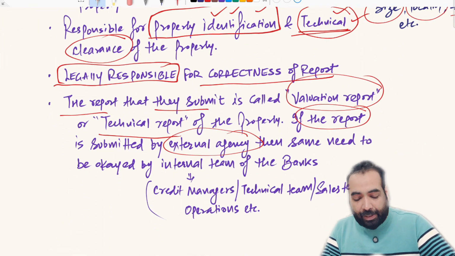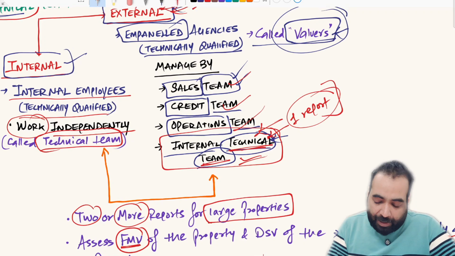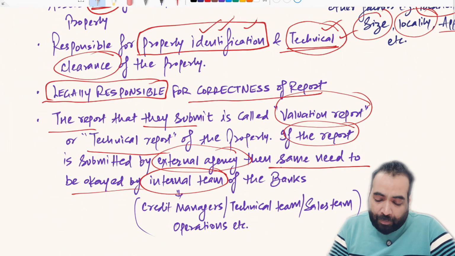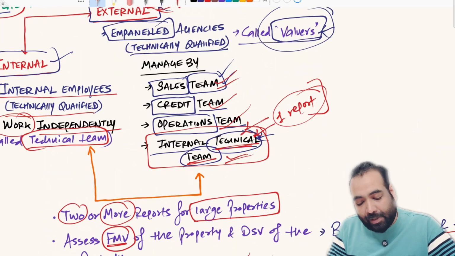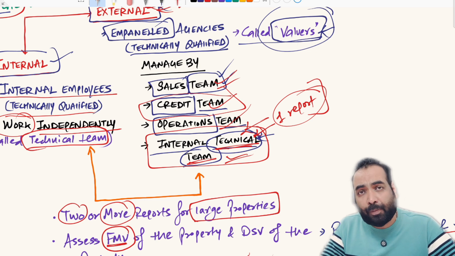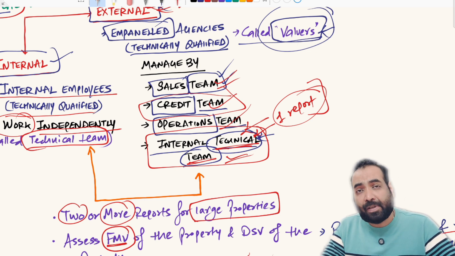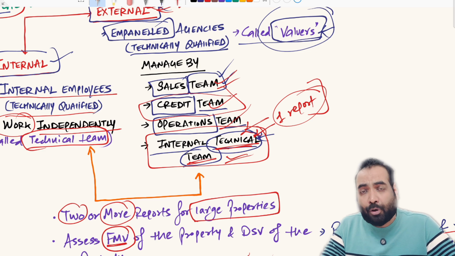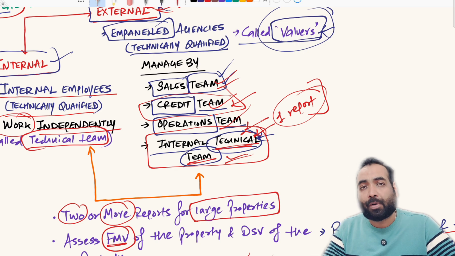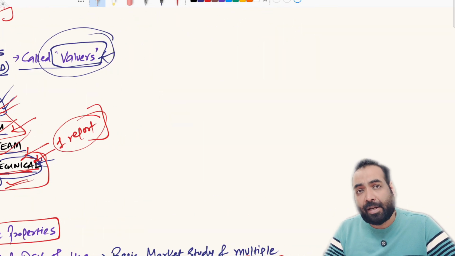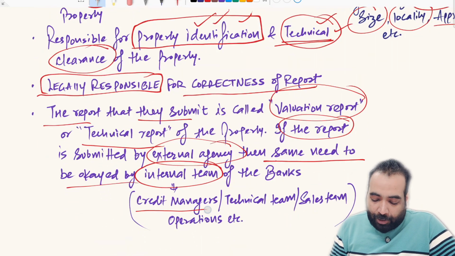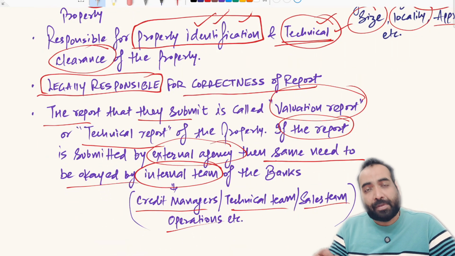So the banks may have different criteria to do the same, and if there is an external agency, then their report needs to be vetted by the internal team, whosoever is managing them. If the sales team is managing them, then they okay the report. If the credit team is managing them, then the credit team has to okay the report, right? When I was in HDFC Bank in 2016 in the LAP product, then in my department I was responsible to vet the valuation report of the external agency. So I was the one who was handling my external valuers, right? Internal team I have already told you: credit managers, technical team, sales team, operations team, etc.